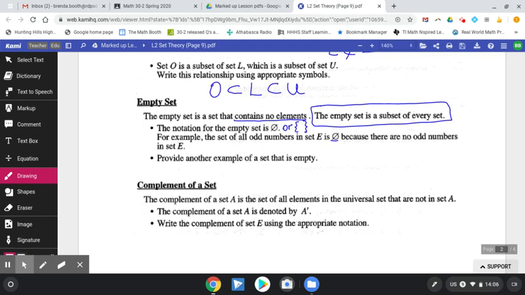So another set that is empty: the set of even numbers from set O.